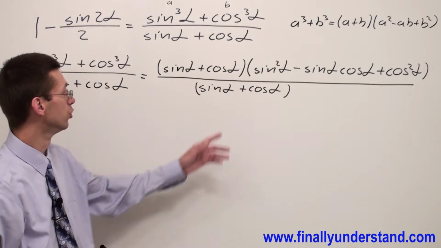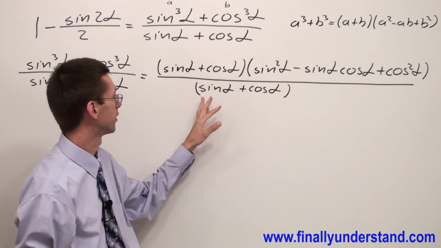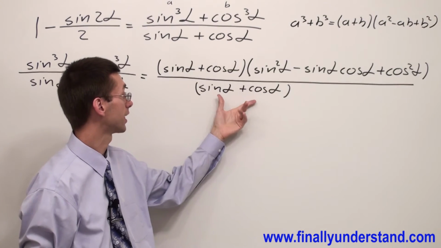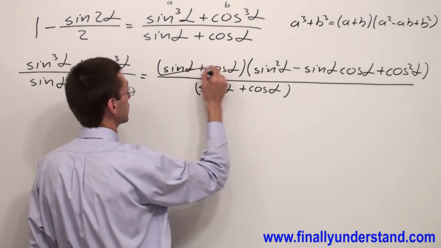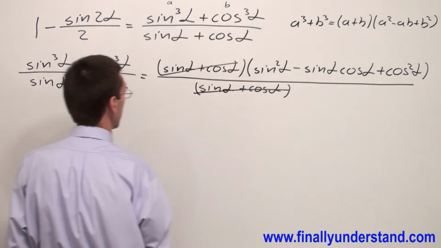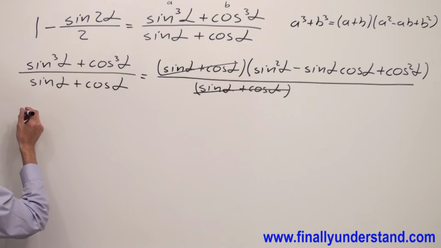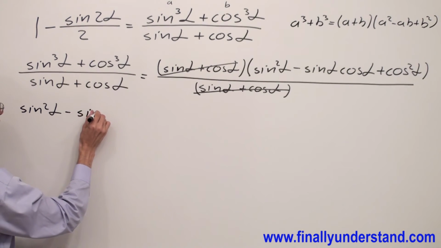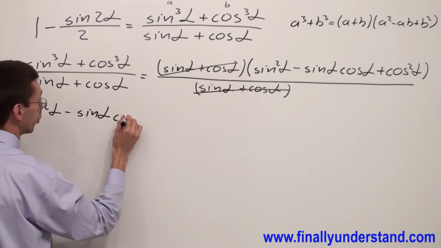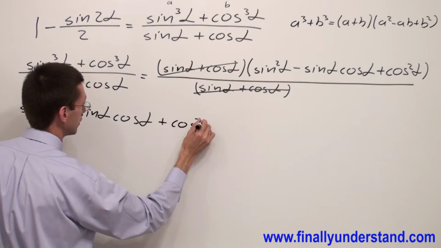Please notice that in the numerator we have multiplication, and we have sine alpha plus cosine alpha, and in the denominator sine alpha plus cosine alpha. We have exactly the same terms in the numerator and denominator. That's why we can cancel them out. And what have we got? We have sine squared alpha minus sine alpha cosine alpha plus cosine squared alpha.